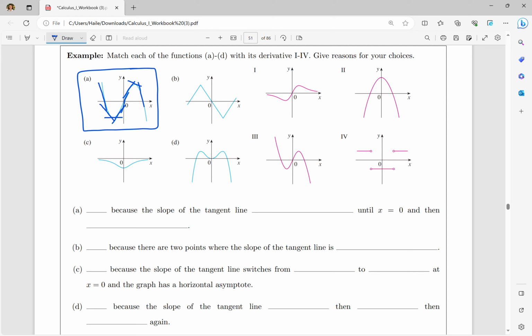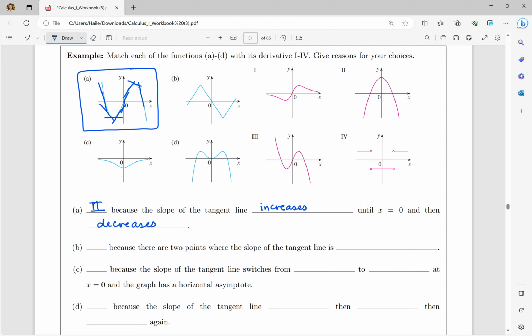So let's look at our graphs on the right and decide which one kind of matches that. If we look at number 2, we have something that gets larger and larger until a point, and then it gets smaller and smaller again. So I think number 2 is a good match for A, because the slope of the tangent line increases until x equals 0 and then decreases.